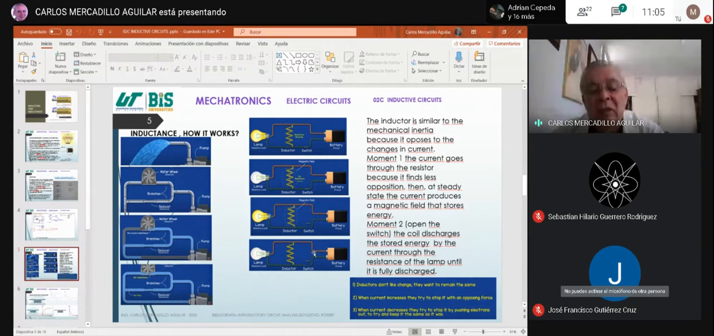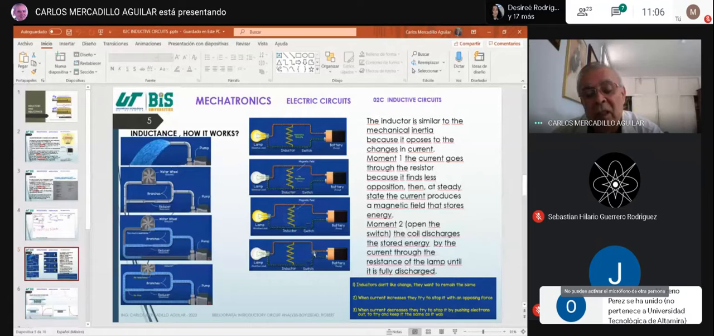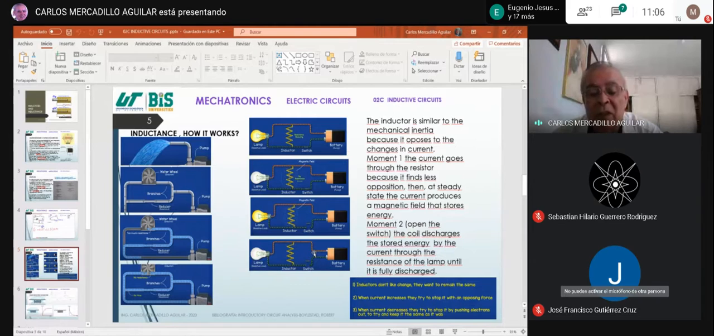The inductance, as the water wheel, opposes change. The water wheel opposes the change in the speed of the water because it has inertia. Also, the inductor opposes the change of current. It is the same whether the current is increasing or decreasing. In both cases, there is a change and there is an opposition from the inductor.